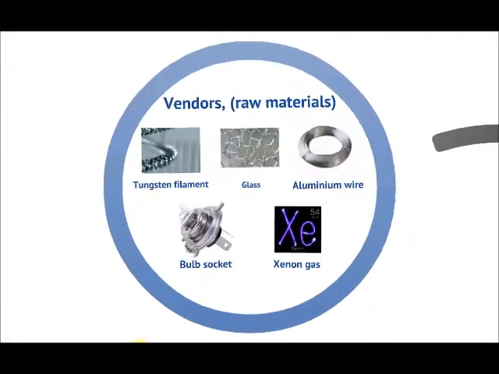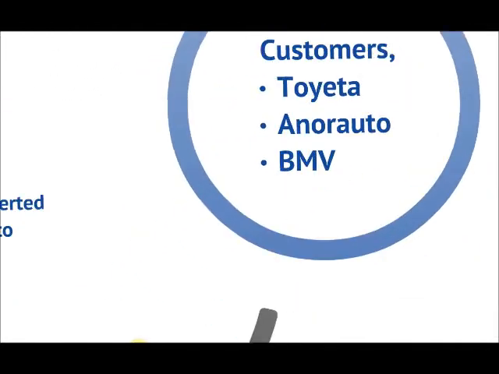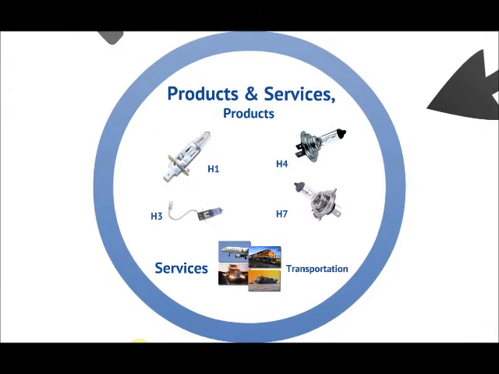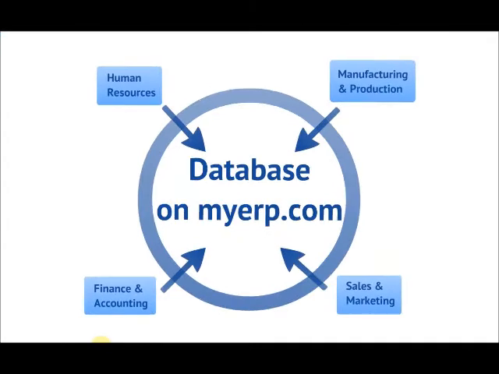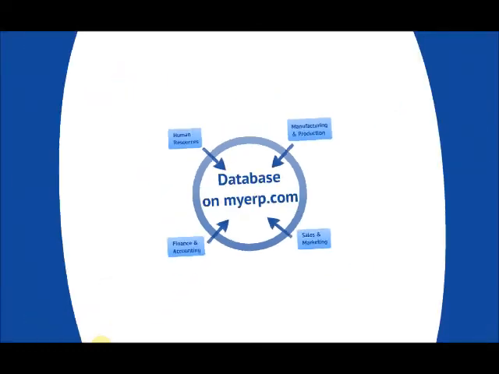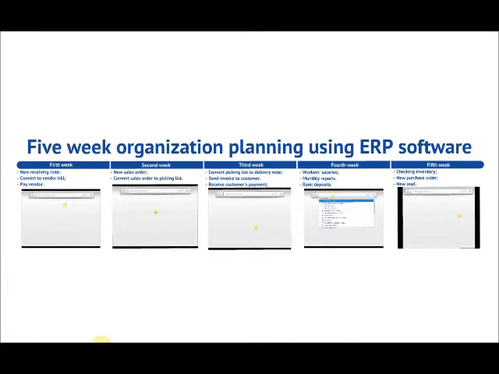The vendors and their respective raw materials, the customers, the products and services provided by Carlights Co. are inserted into the database on myerp.com. The different departments of the company begin to be linked through a network system. To show the potential of ERP system implementation, a 5-week organization planning was developed.